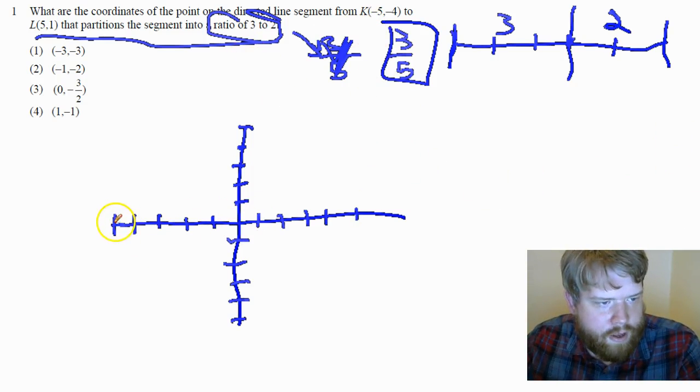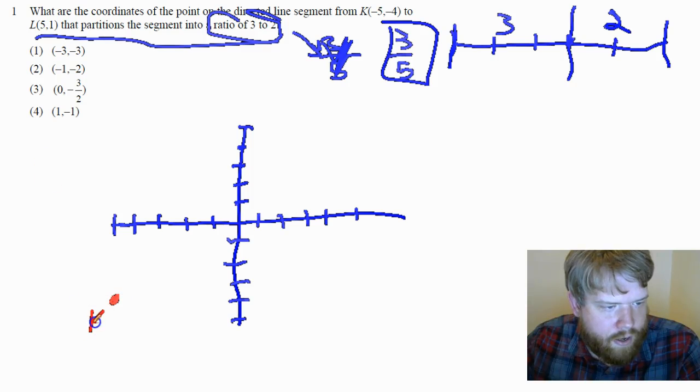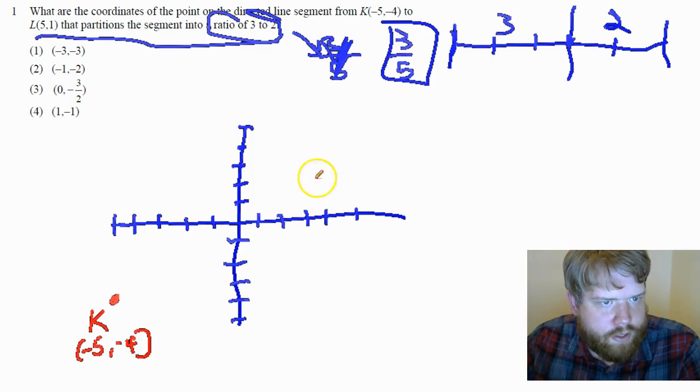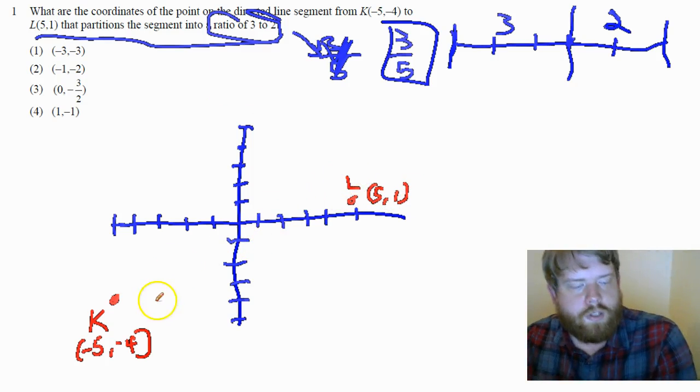So K is at -5, -4. Okay, so here is point K at -5, -4. And then point L is at 5, 1. Yeah, there's point L.